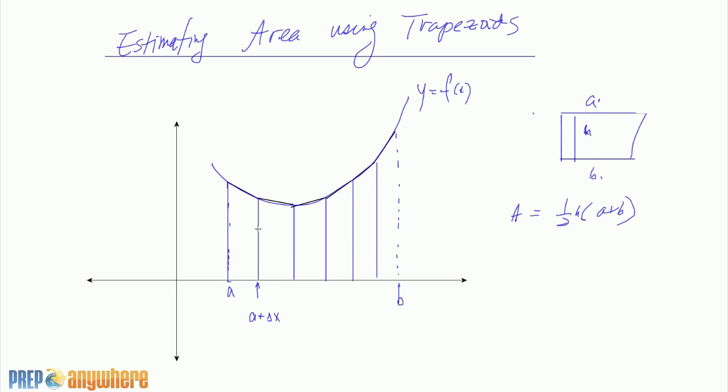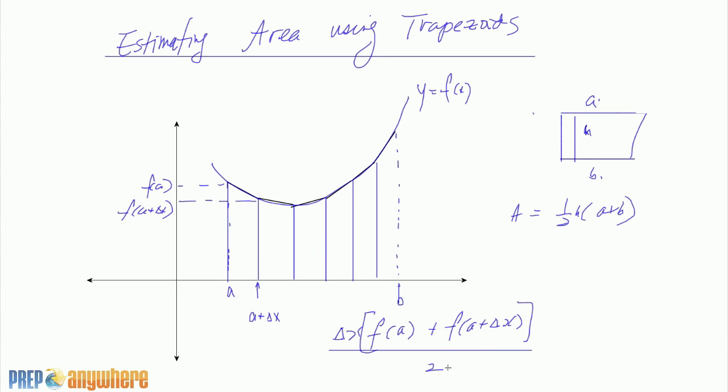Okay, so this first area will be f at A, right? This height is f at A, and the second height will be f at A plus delta x. Then you times that by the height, and the height is delta x. Divide that by 2. Okay, so this is the first area, A1.